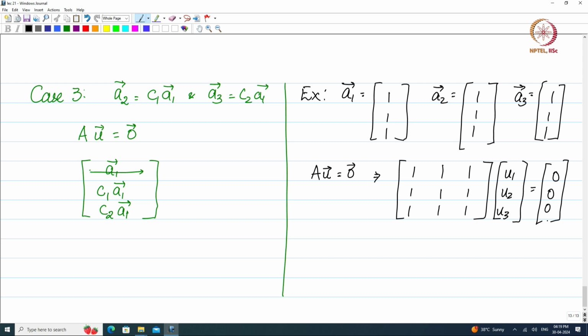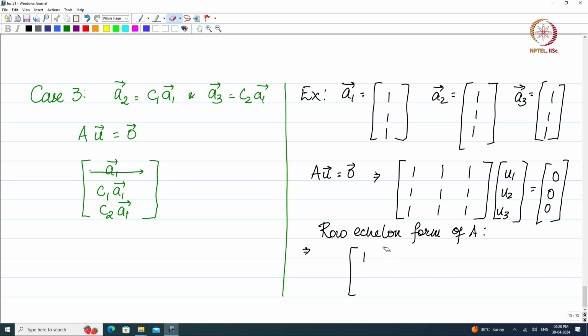This is what we have. So, if you try to do the reduced row echelon form for this matrix A, we will end up getting this. So, the row echelon form of A, we get this, which is nothing but 1 1 1.